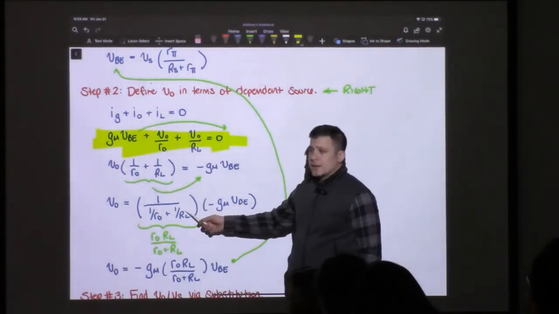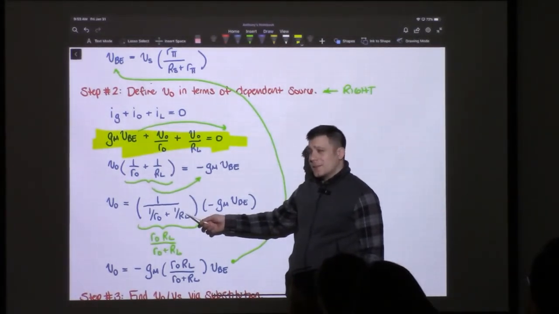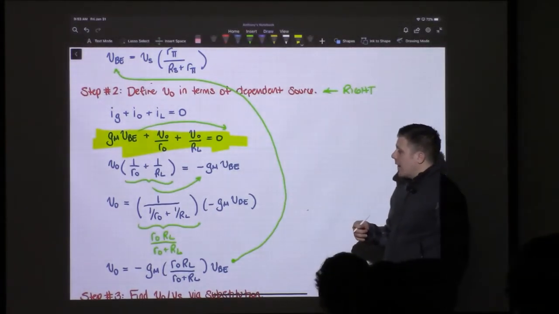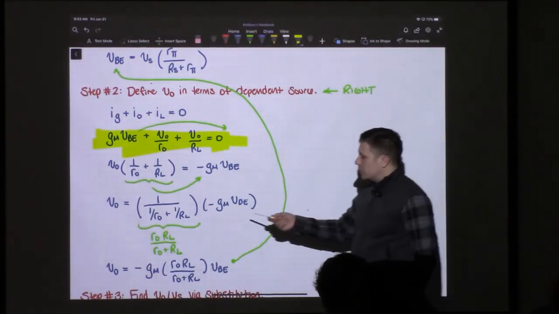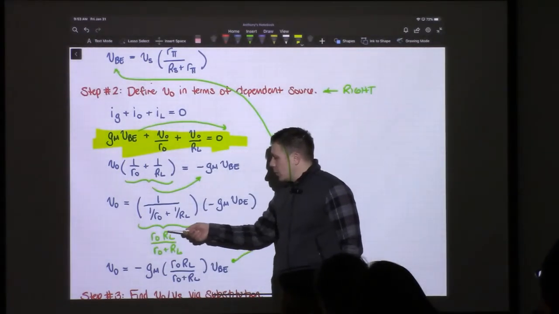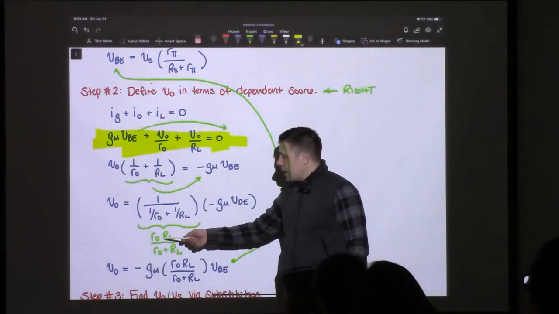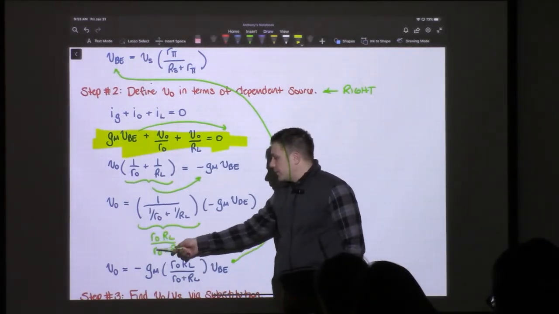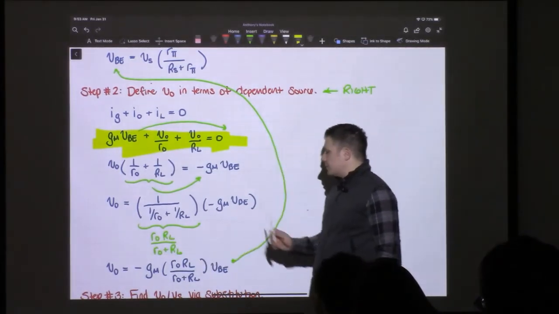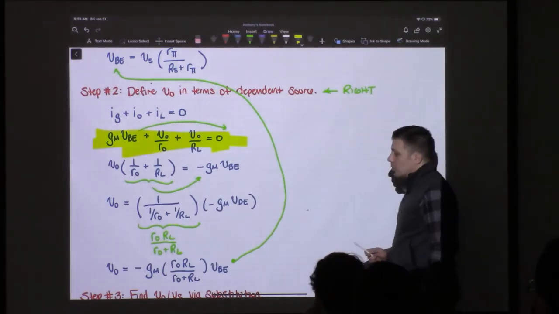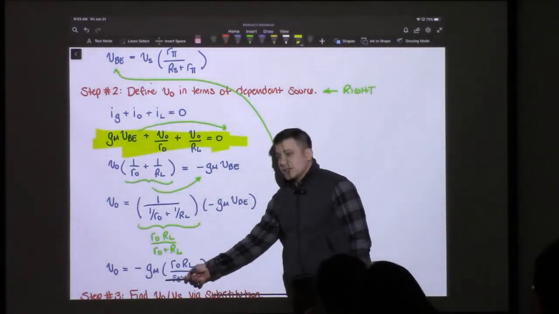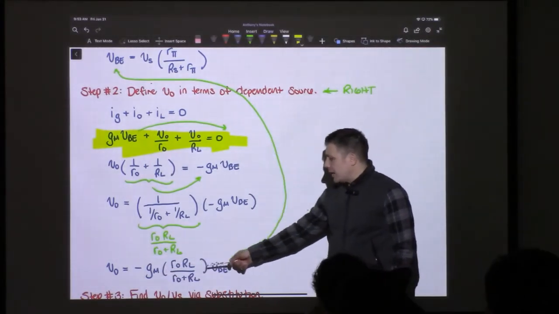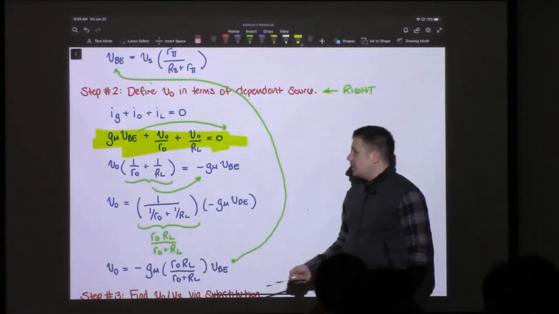This is not necessarily the way we like to represent things mathematically. Normally we try to stay away from fractions and denominators. I didn't show the steps, but if you were to multiply by the common denominator, et cetera, you would end up with this: RO RL divided by RO plus RL times the rest of what's going on here. And so you're left with V out. This describes only the right-hand side. V out equals negative GM times this ratio times VBE.